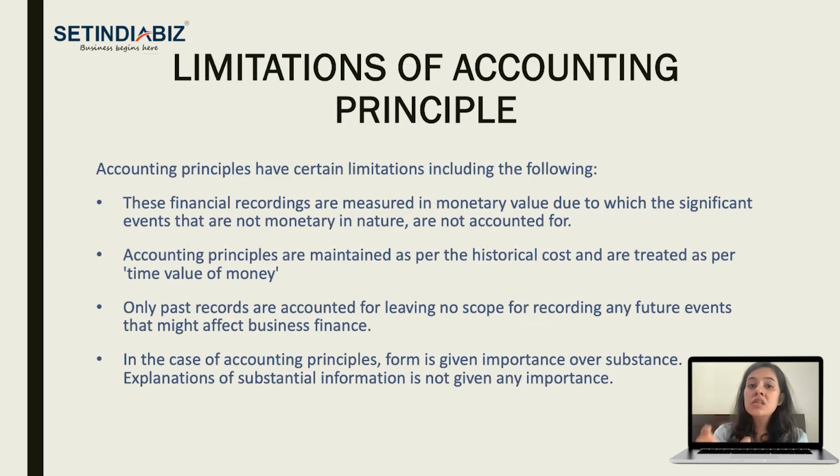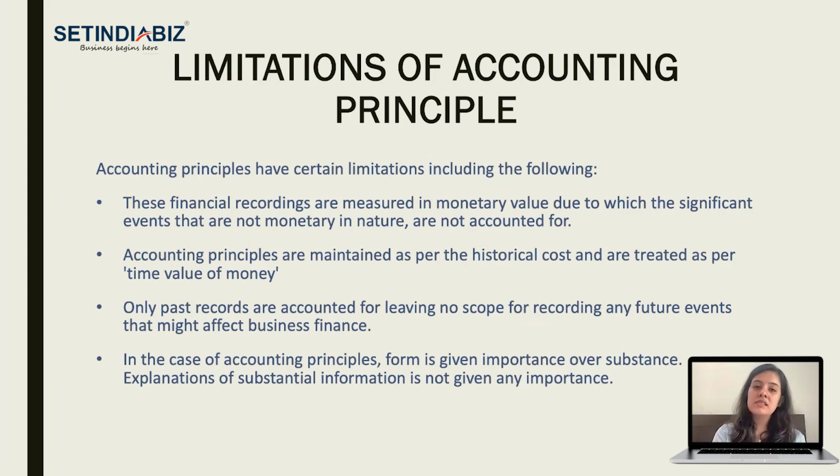But those quality transactions, those decisions taken by them, which cannot be recorded in monetary units, do not find any place in these financial statements, but they are important to be recorded. So this is the number one limitation of accounting principles: certain non-monetary, very important transactions that cannot be recorded in currency are not recorded in the accounting statements, right? Second, accounting principles are maintained as per the historical cost and are not treated as per the time value of money.